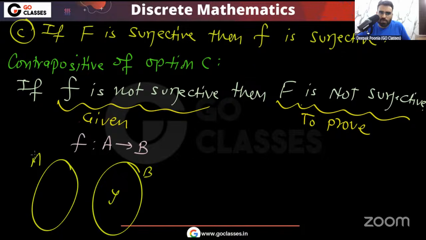Yes or no? See, very simple point. We are saying small f is not surjective. If small f is not surjective, then there is at least one element y which has no pre-image. There is no pre-image, means there is no element which is mapping to y. Is this clear? There is no element which is mapping to y. I hope you understood this. No element is mapping to y. Clear? So, very simple point here.